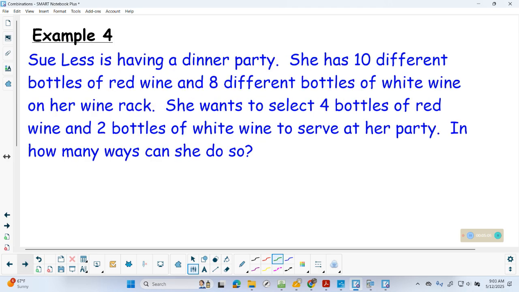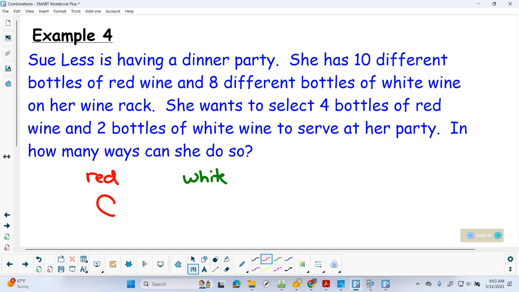Flip it over. Sue Les is having a dinner party. She has 10 different bottles of red wine, 8 different bottles of white wine on her wine rack. She has to select 4 bottles of red and 2 bottles of white to serve at the party. How many ways can she do it? So same thing, I'm gonna do a combination, well, let's do red first, I guess. We'll do the red first, and then we'll do the white, and then we're gonna multiply together.